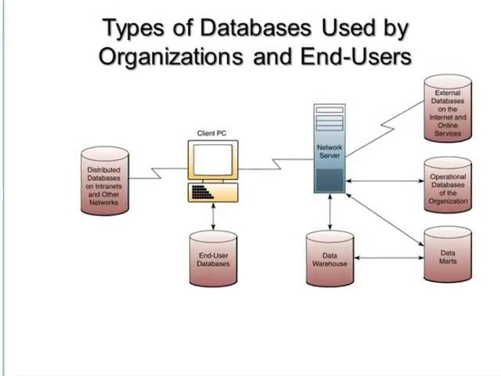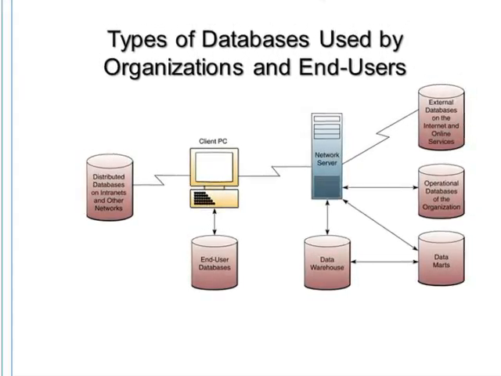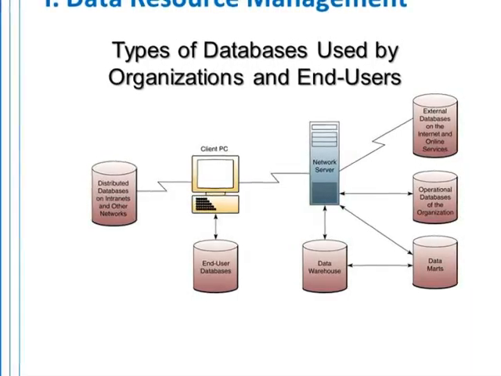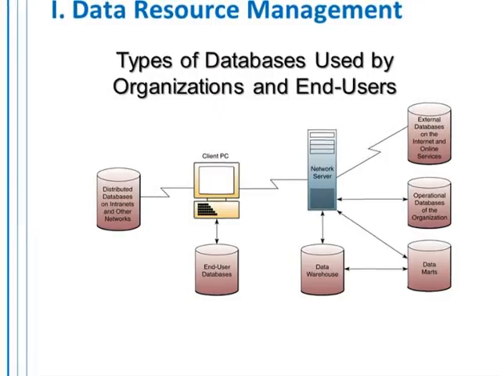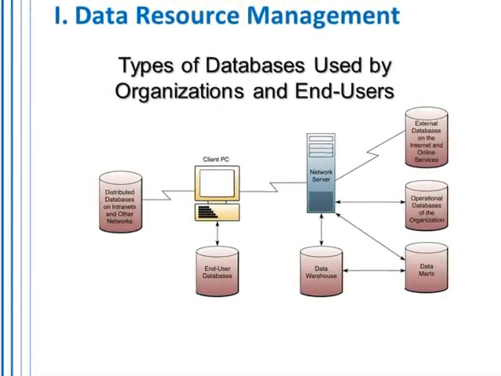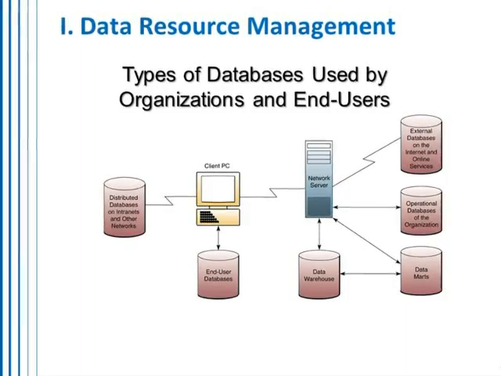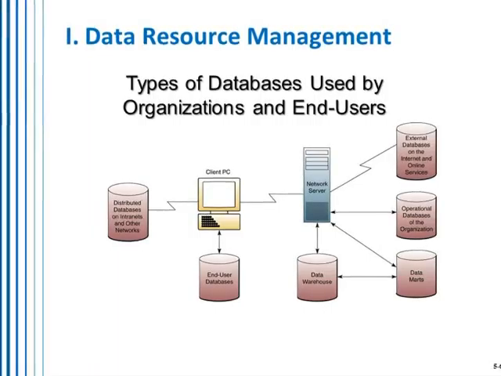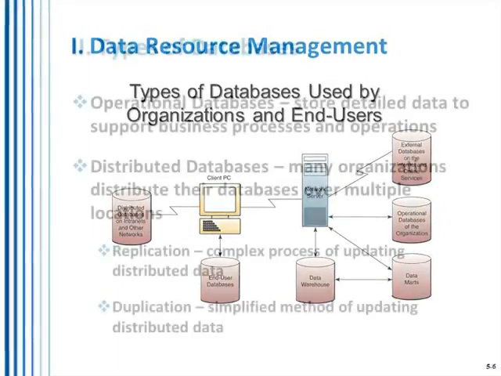One is a distributed database or intranets with other networks. Another type of database is an end-user database. Then there's a data warehouse, which also contains multiple data marts. Then there's operational databases, and then there's external databases on the internet and online services. All of these databases contain information and data that is critical to the business and how the business functions.